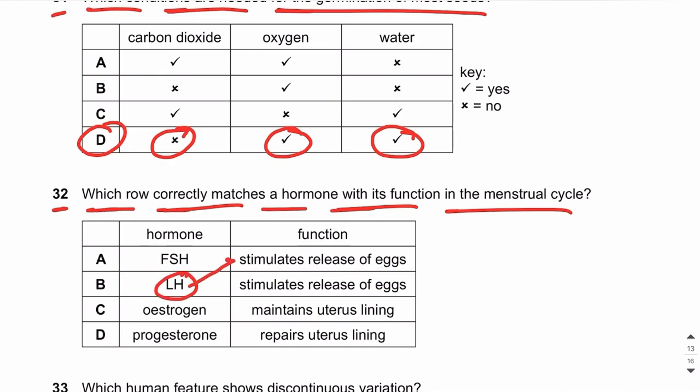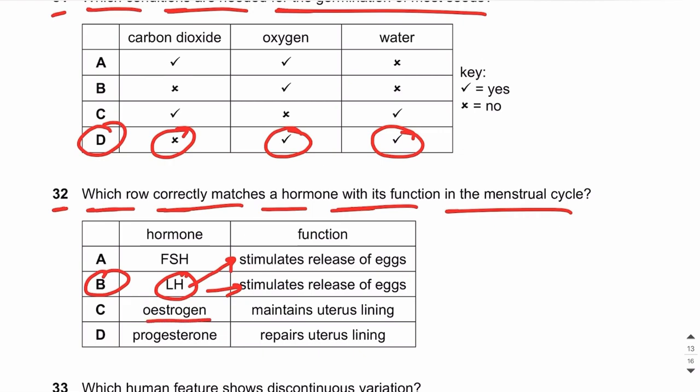LH stimulates the release of eggs. B is the right answer. You all know that FSH is the follicle stimulating hormone. It stimulates the production of eggs, right? Not the release of eggs. LH is involved in ovulation, and we can say that LH stimulates the release of eggs.